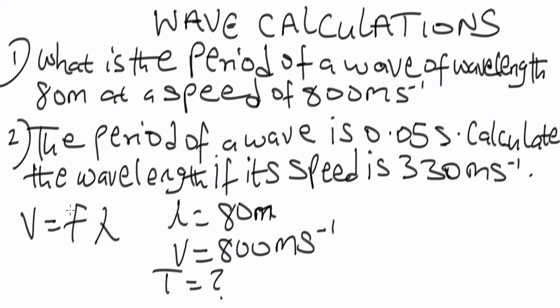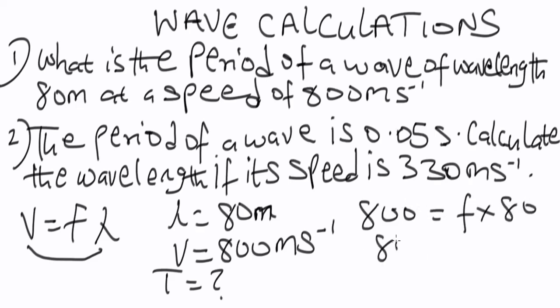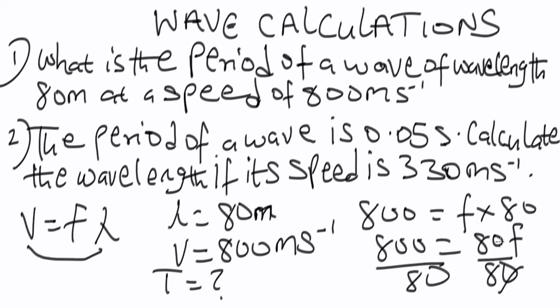Now let's use this relationship to get the frequency. If you substitute these values in the formula, you're going to have 800 equals frequency times 80. This is the same thing as 800 equals 80 frequency. Divide both sides by 80 to make frequency the subject of the formula. So this will cancel this, and we'll be left with 10. That means our frequency is 10.